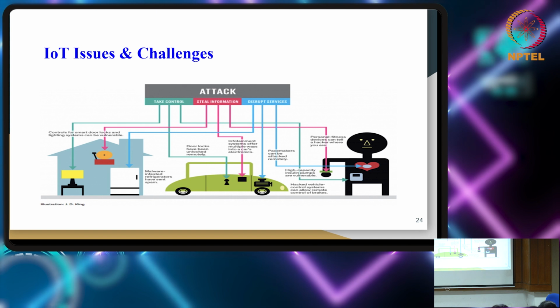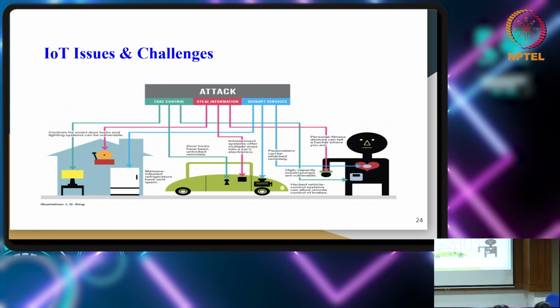What I'm trying to say is, here they are giving the attacks: take control, steal information, and disrupt services. 3 attacks. For example, completely take control of the home appliances, completely take control of the car. Steal the information from the car, steal the information from some common source. And with the disturbance, you can disturb the smart door here, or you can disturb the car also, for example connected cars. I can disturb the car also.